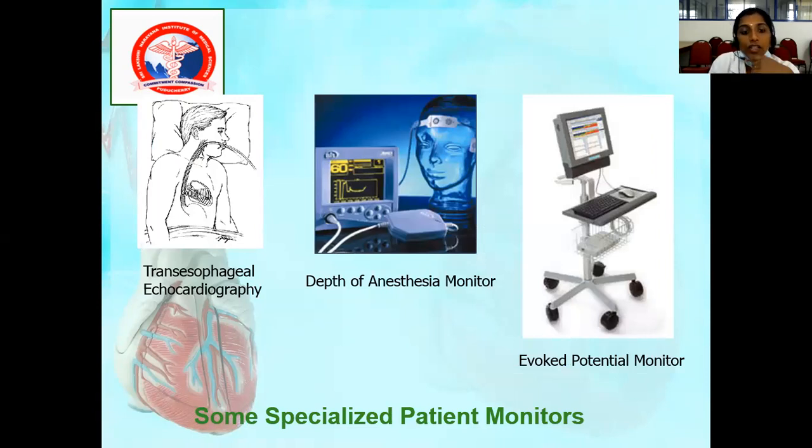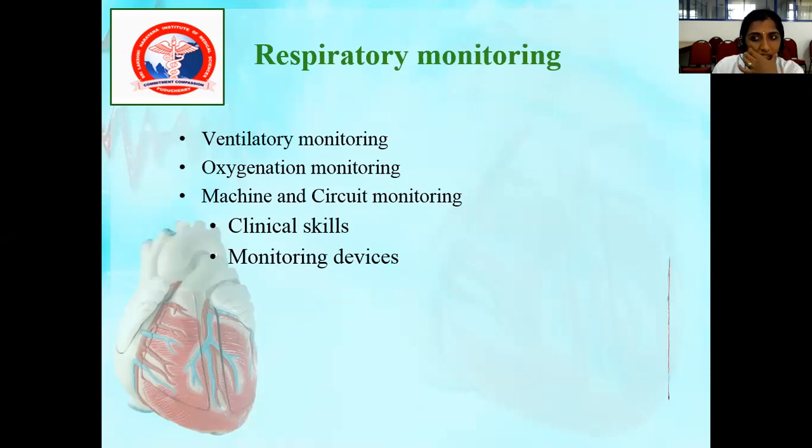This first picture is showing a trans-esophageal echocardiography, which we use mainly in cardiac surgeries. Then we have the second one, a BIS monitor, which we use in neurological surgeries, and this evoked potential monitor. So we'll just go briefly about each kind of monitoring.